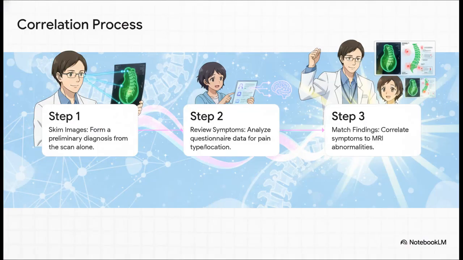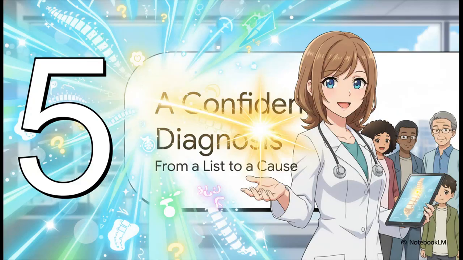This all leads to a powerful new three-step process. So first, the radiologist does a quick skim of the images, just to form an initial idea. Second, they sit down and read through your questionnaire answers. And then, and this is the magic step, they go back to the images and they actively look for a direct, undeniable match between what they see on the scan and what you told them you're feeling. And what's the result of this new approach? It's transformative. The final MRI report goes from being this long, confusing list of possibilities to a single, clear, and confident conclusion.